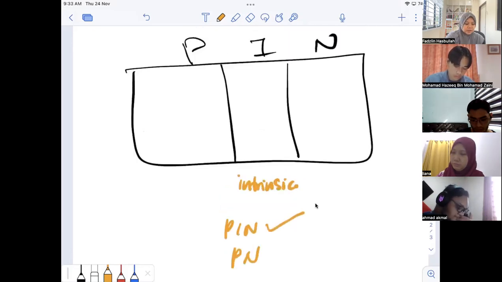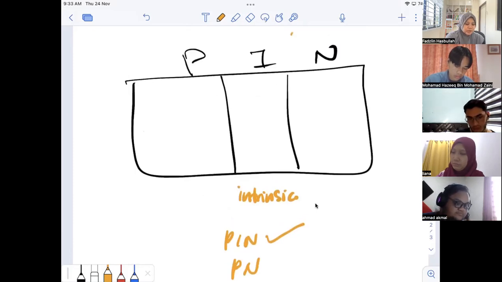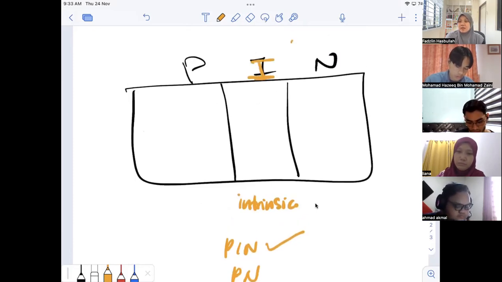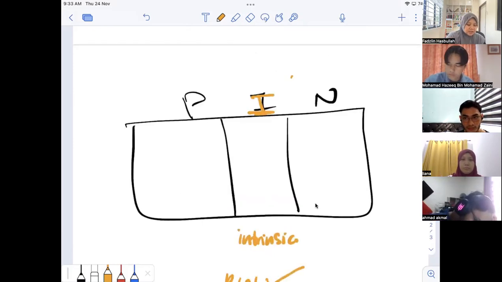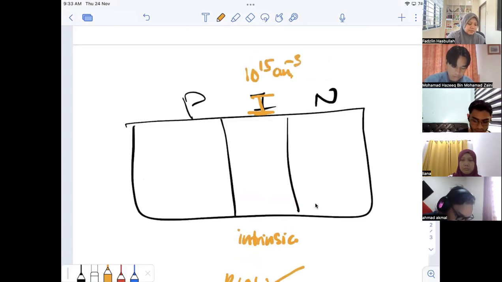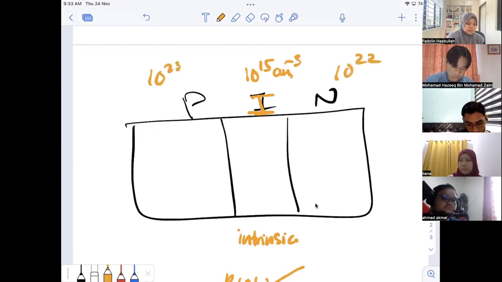So kita akan buat design PIN, and when we say I intrinsic, in real life intrinsic is not zero doping. Dalam praktikal, when we go to the factory, I ni dia takkan jadi zero doping, dia jadi 10 kuasa 15. 10 kuasa 15 tu sikit lah, due to impurities. Ni biasa 10 kuasa 23, 10 kuasa 22. So you need to be able to draw the depletion region for this as well, for different voltages.